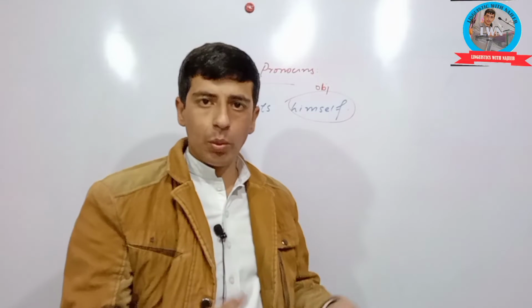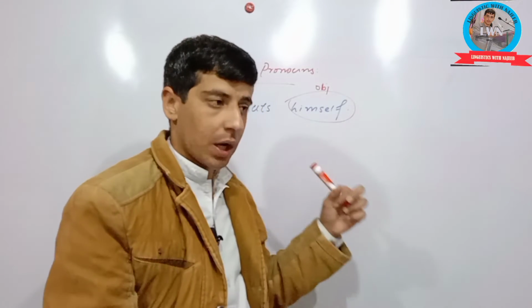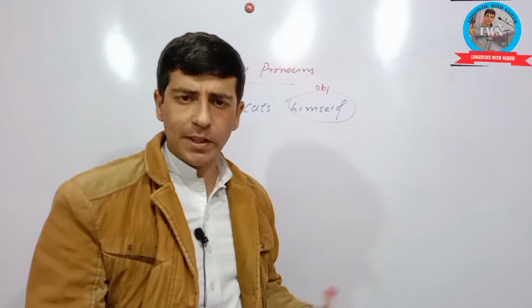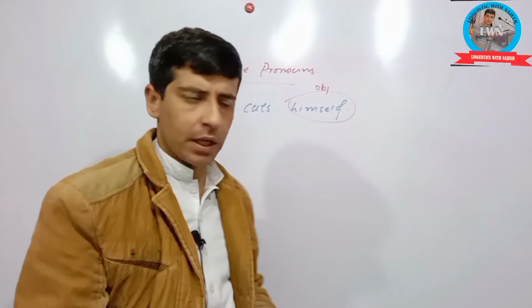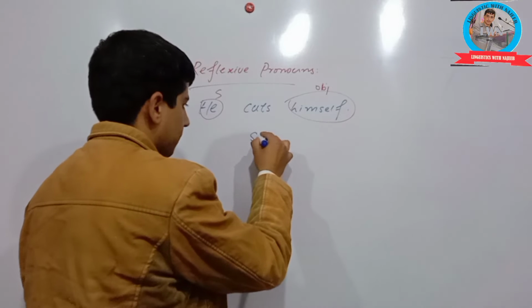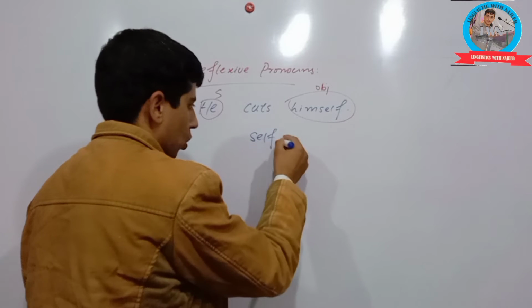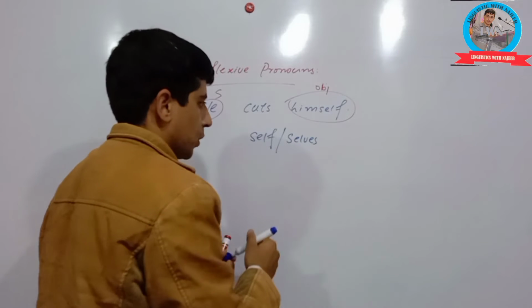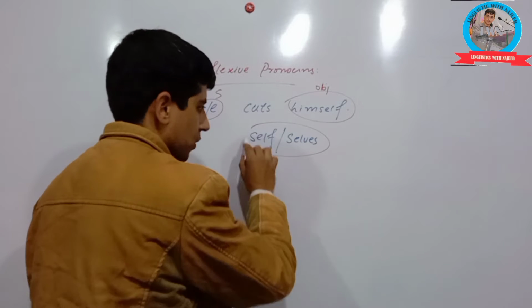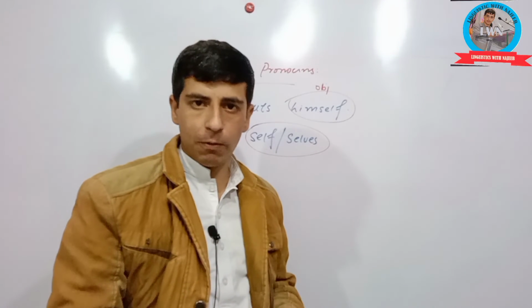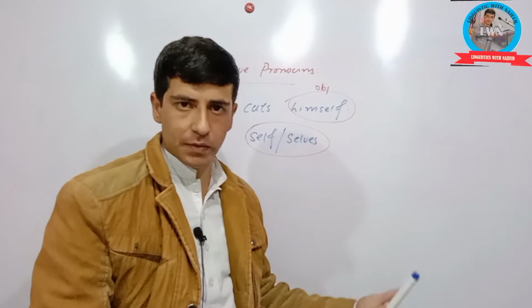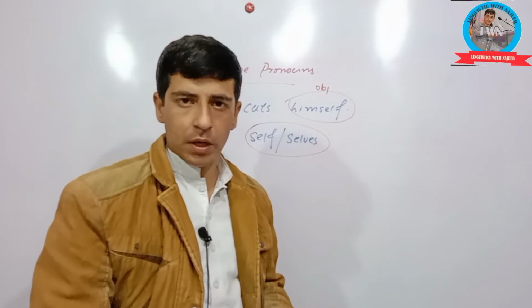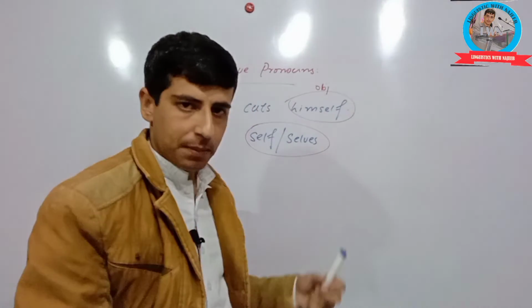So how can we make the reflexive pronouns? Reflexive pronouns can be formed by adding the suffix self or selves to either possessive adjectives or the object pronoun. If we add self or selves to possessive adjectives or object pronoun, they're going to be the reflexive pronoun.